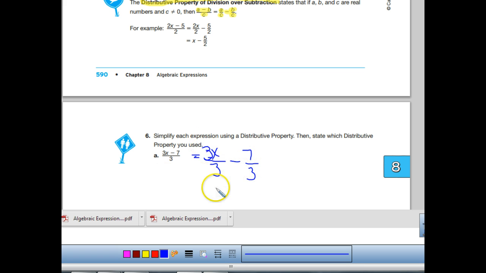So if I'm taking 3x and I'm dividing them into 3 groups, do you agree that I would have 1x in each group? And then minus 7/3. I can simplify 7/3 into 2 1/3 if I want, but typically we just leave it as 7/3. So which property did I use? I used the distributive property of division over subtraction, because this was subtraction.